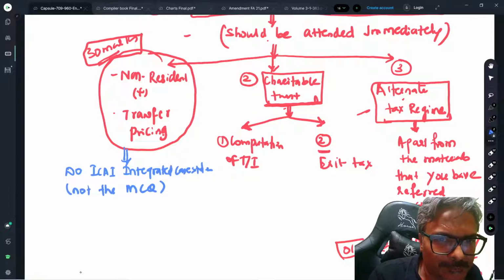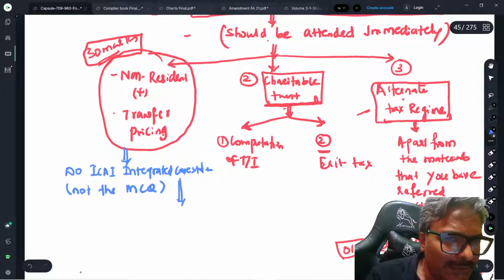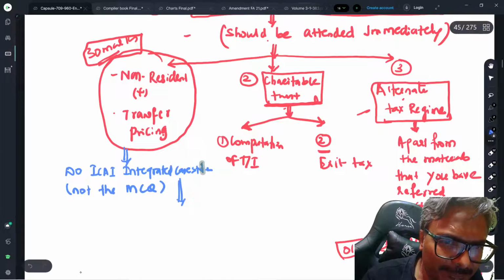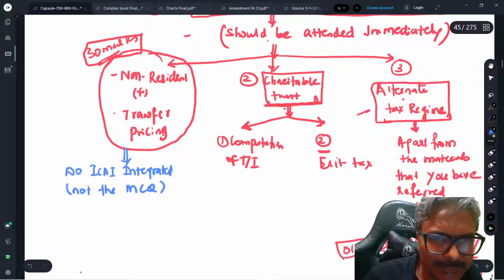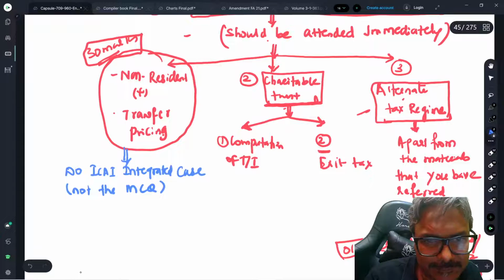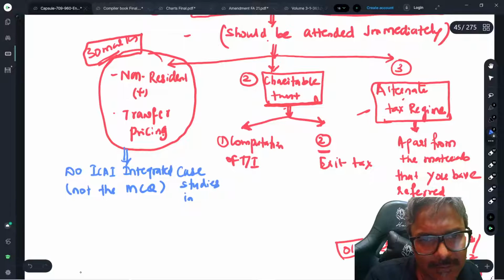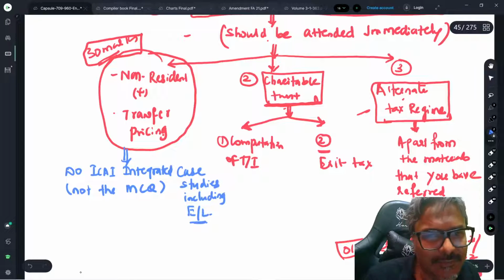Okay. Do ICI integrated case studies, including equalization levy. That's it.